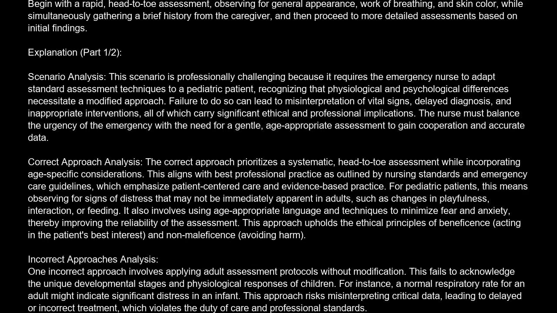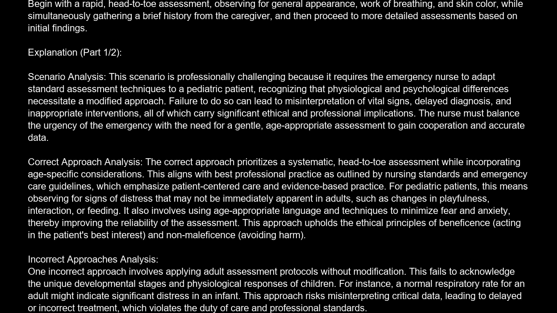The correct answer is A. Begin with a rapid head-to-toe assessment, observing for general appearance, work of breathing, and skin color, while simultaneously gathering a brief history from the caregiver, and then proceed to more detailed assessments based on initial findings.